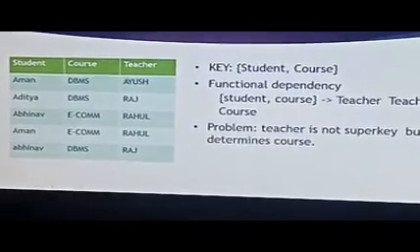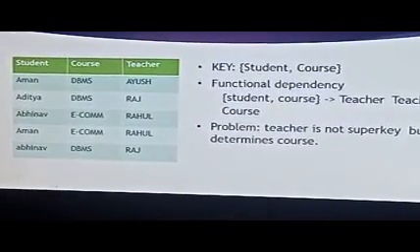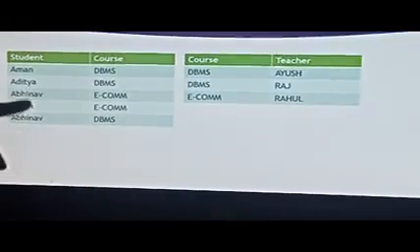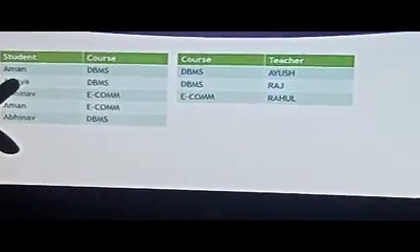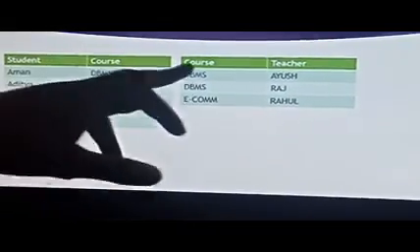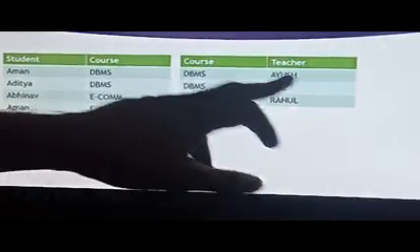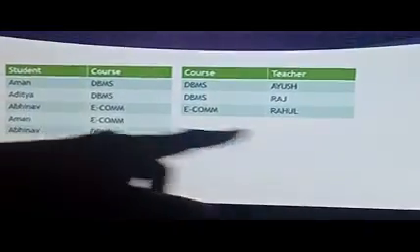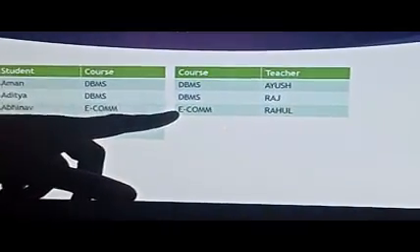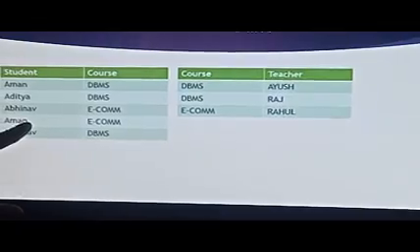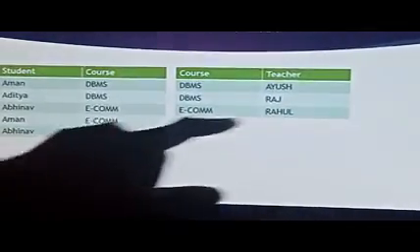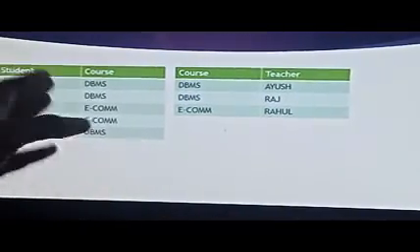Here one thing you have to note down: teacher is not a super key, and student-course is a super key. The table has been segregated as this particular student adopts this course, and this course is completely handled by this staff. As per the table given here, this DBMS course is adopted by these two students, but Rahul handles e-commerce for both students, Abhinav and Aman. So in this case the data has been reduced, the redundancy has been reduced. You can segregate that based on the functional dependencies.